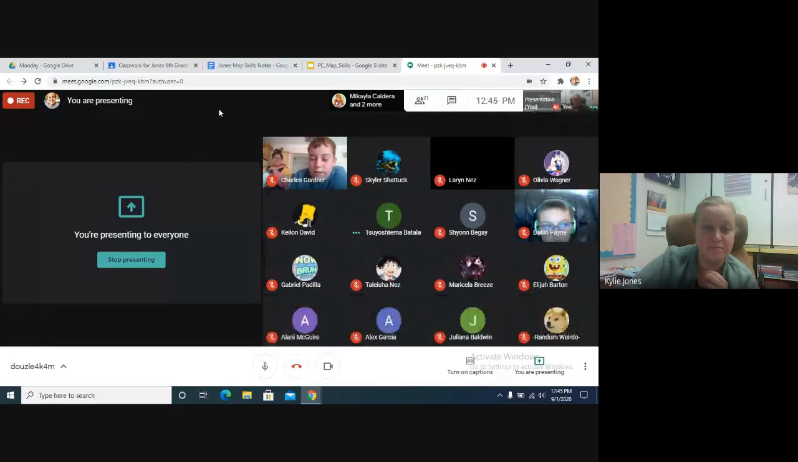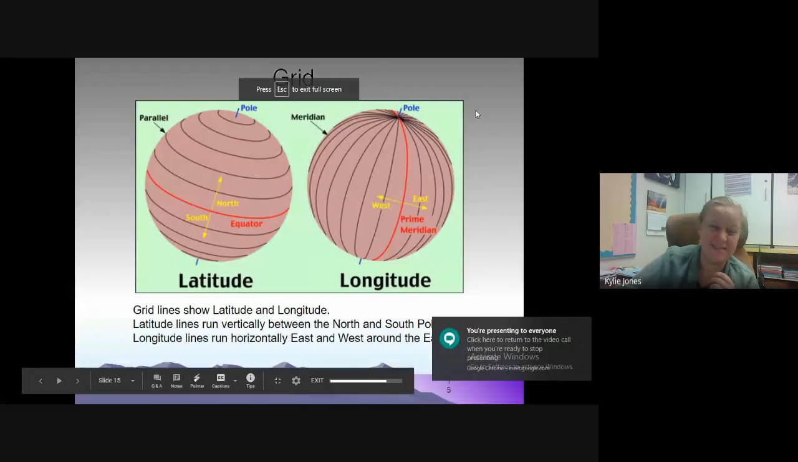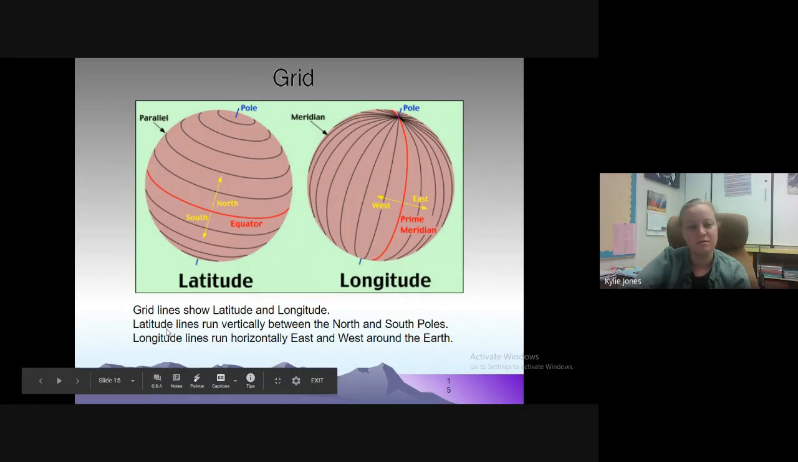All right. So, grid lines. These are the latitude and longitude on a map. Okay, so latitude will always run between. Why do they have these backwards? Latitude. Do you guys see what's wrong on this page? Anybody notice it?